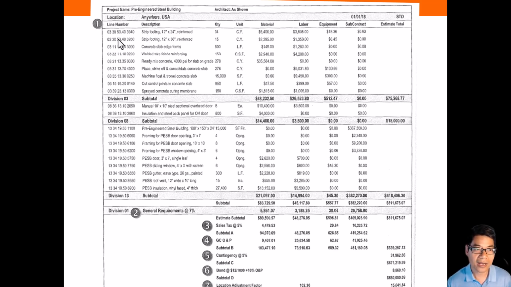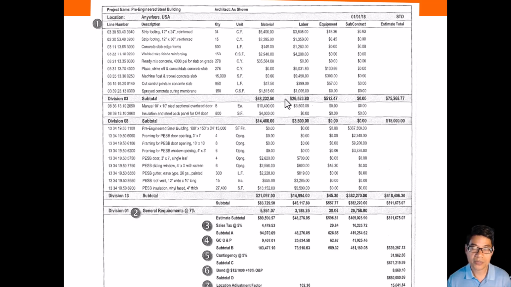So those are line items, and you can find the corresponding line number from the RSMeans book, and the description you can put over here. And in terms of quantity takeoff, first of all, we need to look at the units being used by the RSMeans book, and then based on the unit measure, you can calculate the quantity from the working plan.